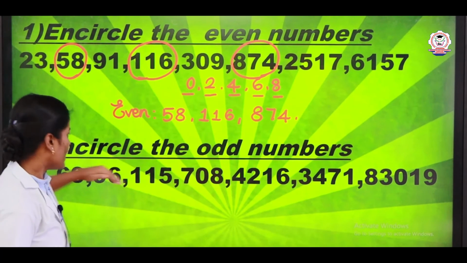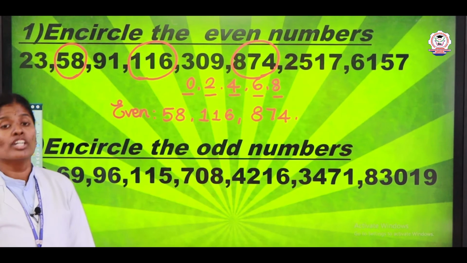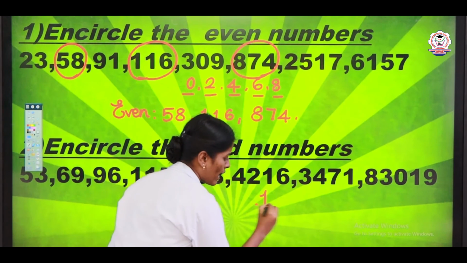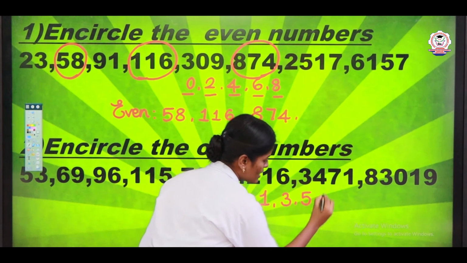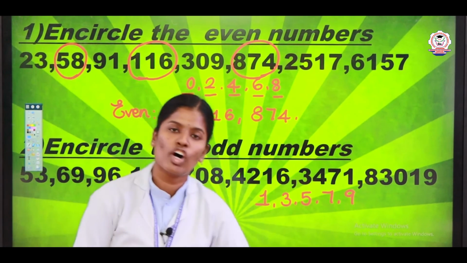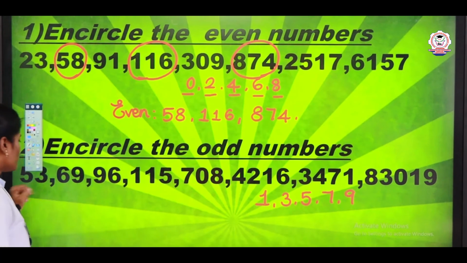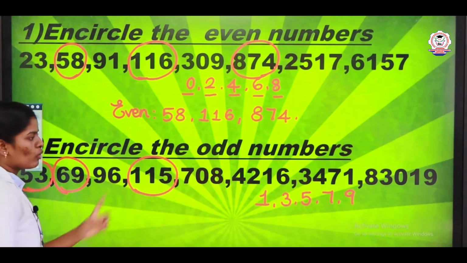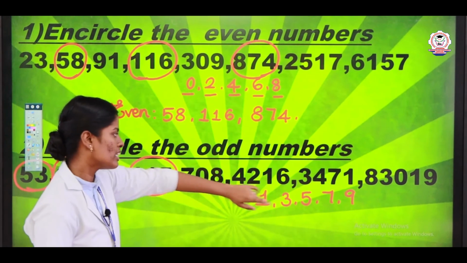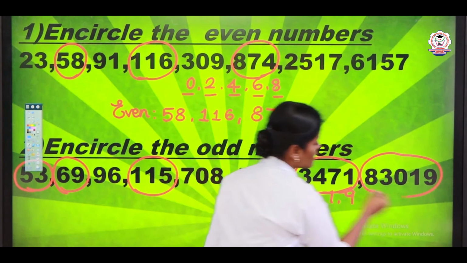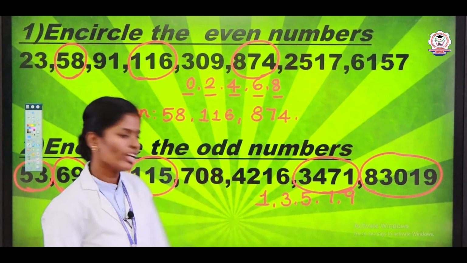So we stop this. Next: encircle the odd numbers. Odd numbers mean in the ones place we need the values 1, 3, 5, 7, 9. Now we are going to check. 53 is an odd number, 69, 115, and what is the next odd number here? Yes, we have 3471, then 83,019.